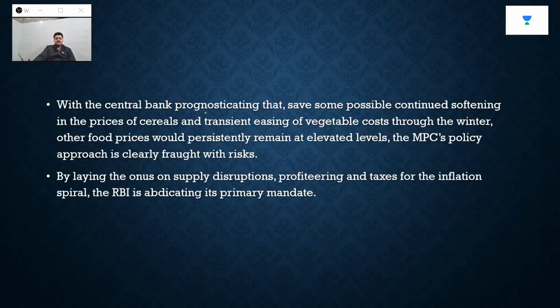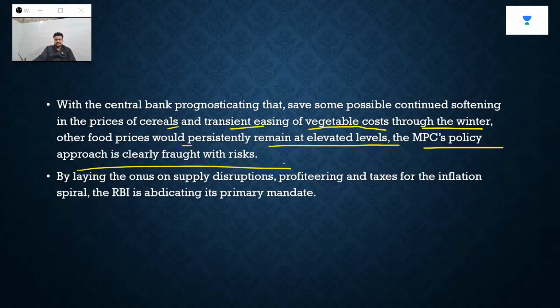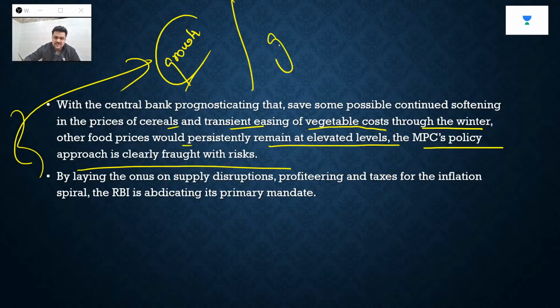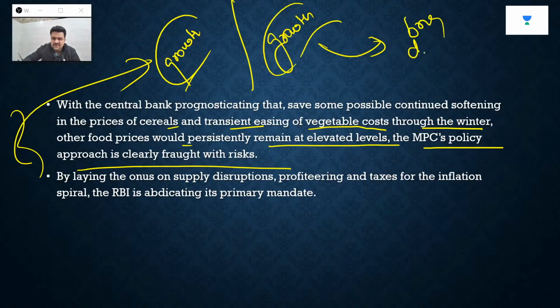with the central bank prognosticating that, save some possible continued softening in the prices of cereals and transient easing of vegetable costs through winter, other food prices would persistently remain at an elevated level. The Monetary Policy Committee's policy approach is clearly fraught with risk. So this is actually the opinion of the newspaper. In my view, the emphasis on growth instead of inflation is a correct step, a good decision by the Monetary Policy Committee, because growth in the longer term is also going to bring down inflation. How so?